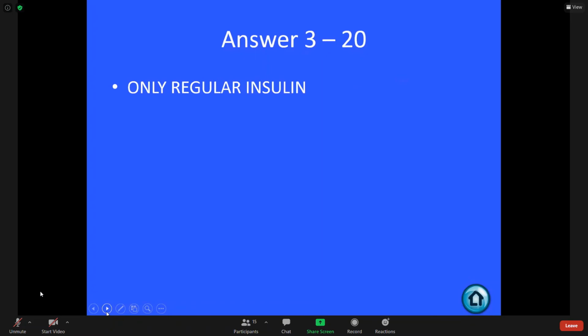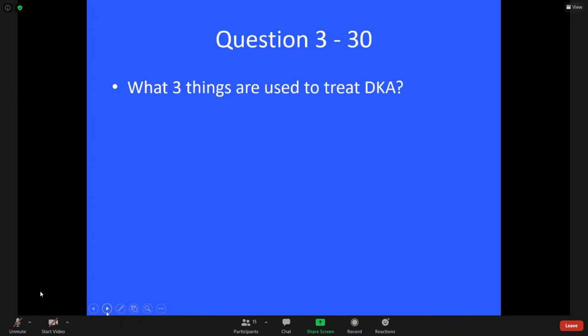And then you will see that patients who have DKA, that's one way we treat them, is with the IV insulin. What are the other ways that we treat DKA?